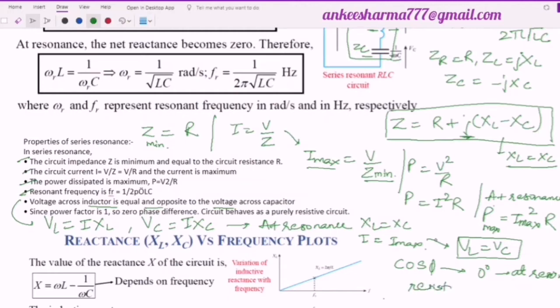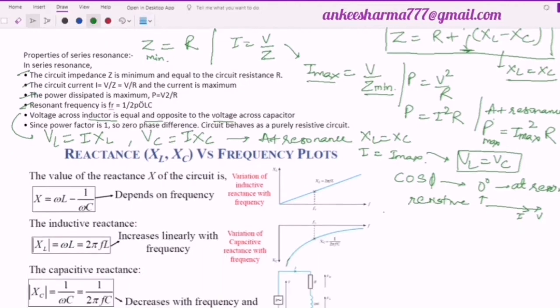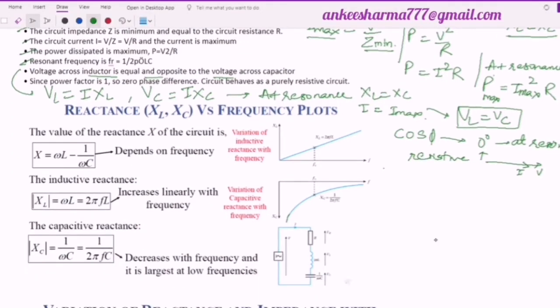If I have only a resistive network, then can I say both voltage and current are in phase with each other, or their phase difference is 0? If their phase difference is 0, then can I say the power factor, which is equal to cos of 0 degree in this scenario, will be equal to 1? So we will find this power factor is equal to 1 at resonance, or in other terms the phase difference is equal to 0, because in this scenario our circuit is purely resistive. Is it clear to you now?